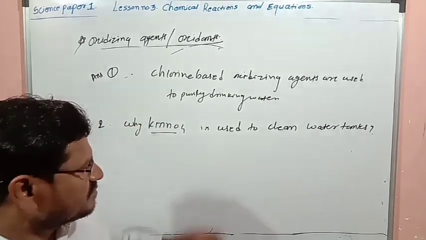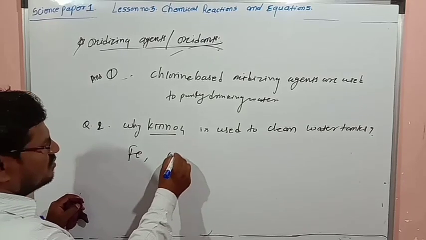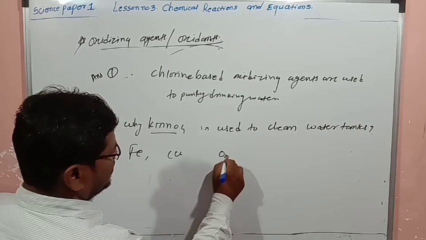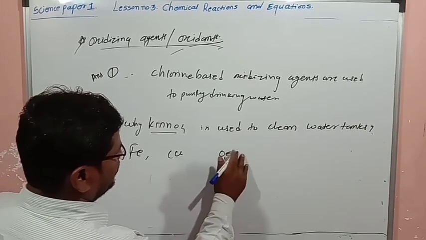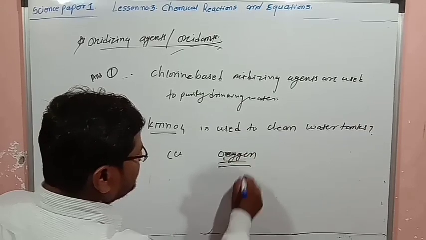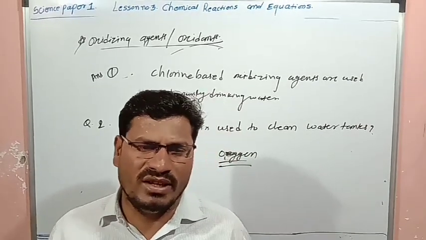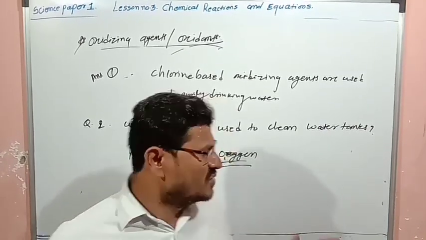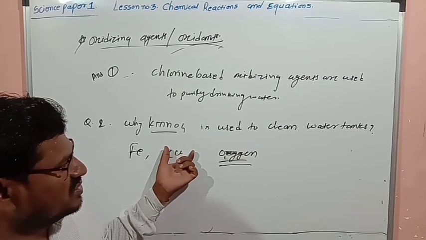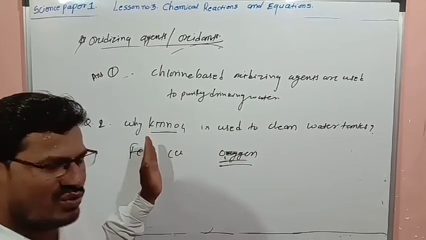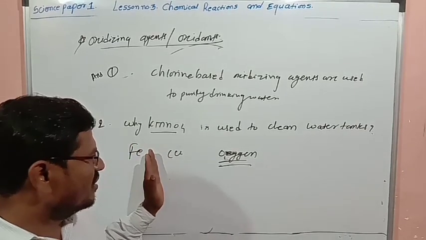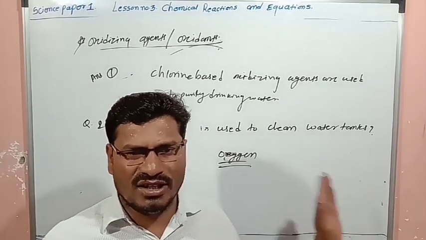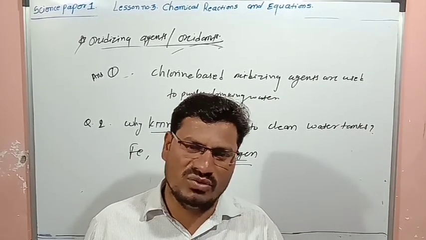Because of that, whatever iron or copper will be there, it would react with oxygen, and because of that, whatever rust will be there, that rust will be removed. So it will help for the cleaning of those water tanks. So KMnO4 is used for cleaning the water tanks because it will react with rust, or with the iron and copper, and in that way rust will be removed and the water tanks will be clean.